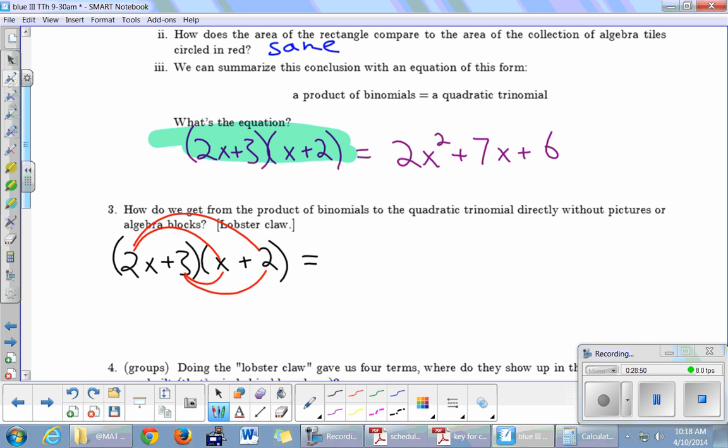First one is 2x times x. It's 2x squared. Next one is the 2x times 2. It's 4x. And you remember over the last couple classes, we did a lot of these kinds of things where we had to do stuff like 2x times 2 and get 4x. So all that is coming back. All those little problems are now part of a bigger problem. Next one we do is the 3 times x, 3x. And the last one is the 3 times the 2, which is 6.